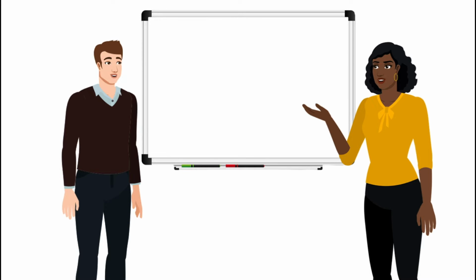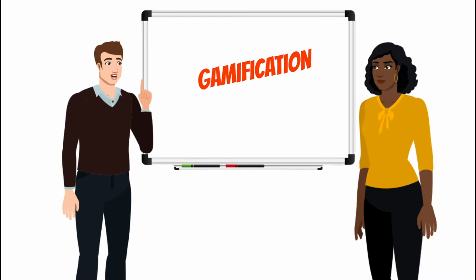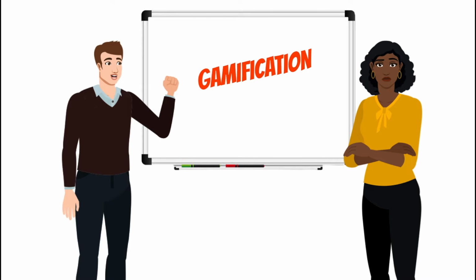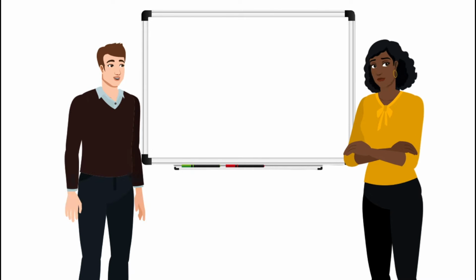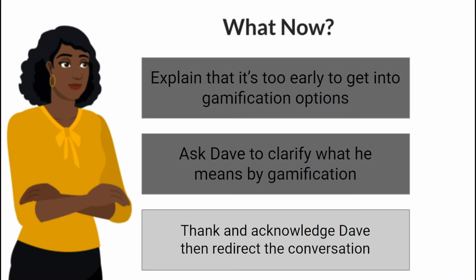Jennifer asks Dave to clarify what he means by gamification. Dave eagerly begins talking about some cool gamification apps he found online. He says that digital badges and leaderboards would be very motivating for his team. Unfortunately, by the time he finishes talking, there isn't much time left to discuss action mapping.